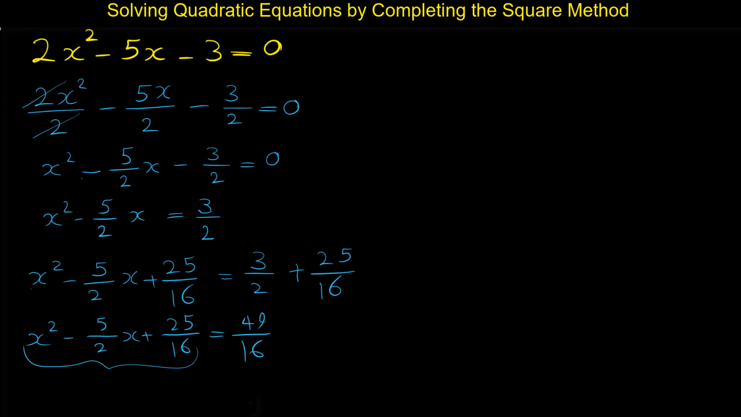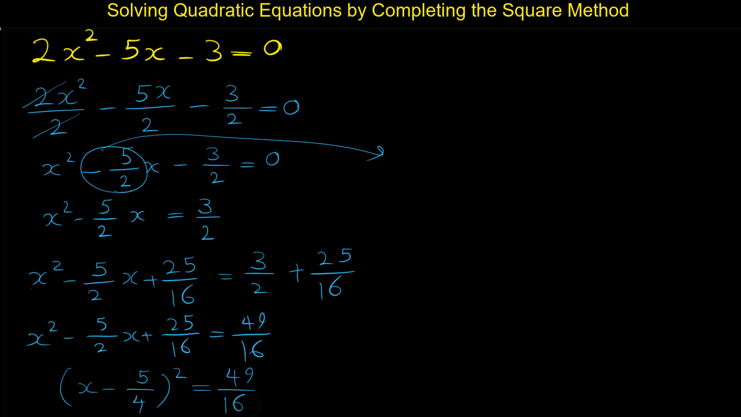Now we can write the expression on the left side of this equation as x minus 5 over 4 squared equals 49 over 16. But where does this number come from? As in previous examples, we have to divide this number by 2 to find that number. If we divide negative 5 over 2 by 2, it equals negative 5 over 4. This is how we find that number.